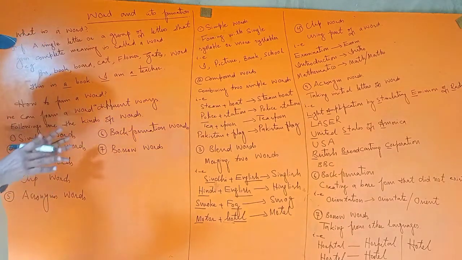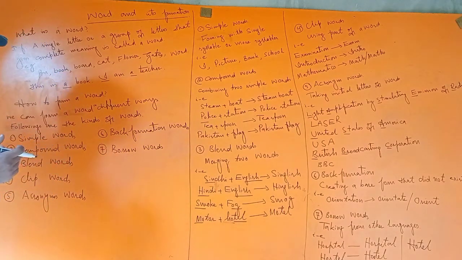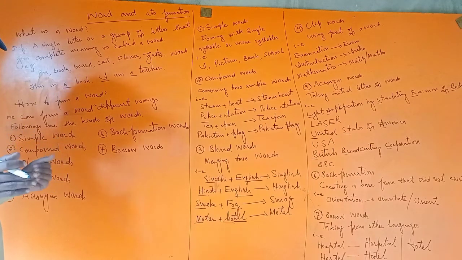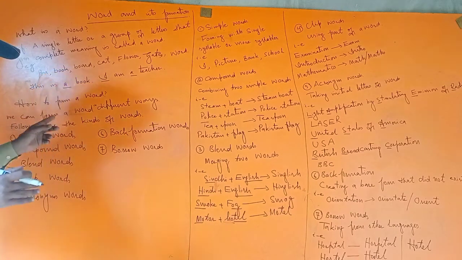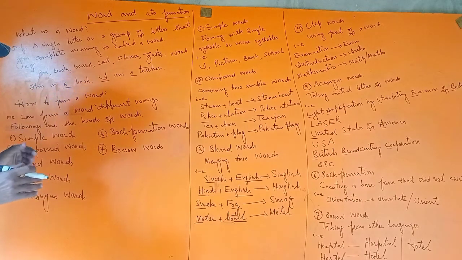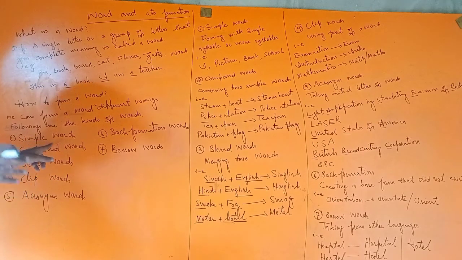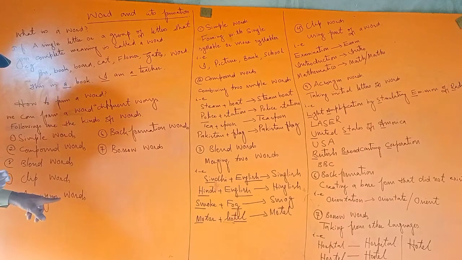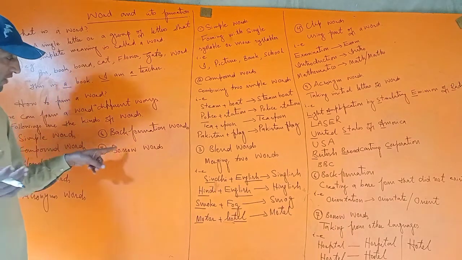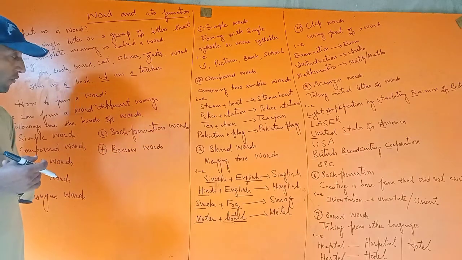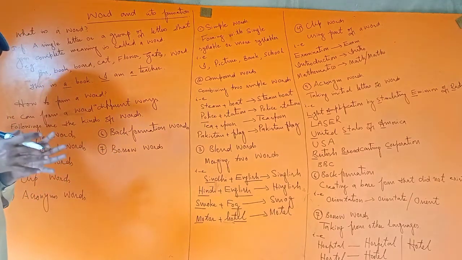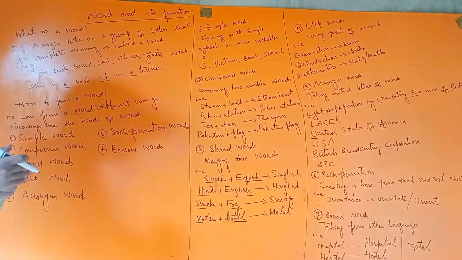Now, after understanding the word, let's see how to form the word. We can form words in different ways. First is simple words. Then we have compound words, blend words, clipping, acronym words, back formation, inflection, as well as borrowed words. These are the kinds of words.